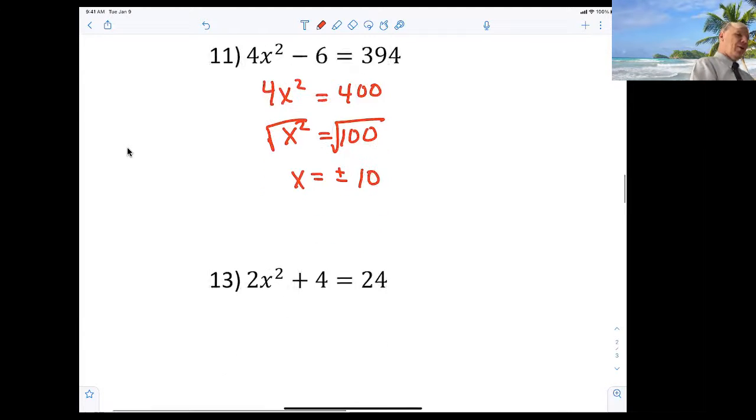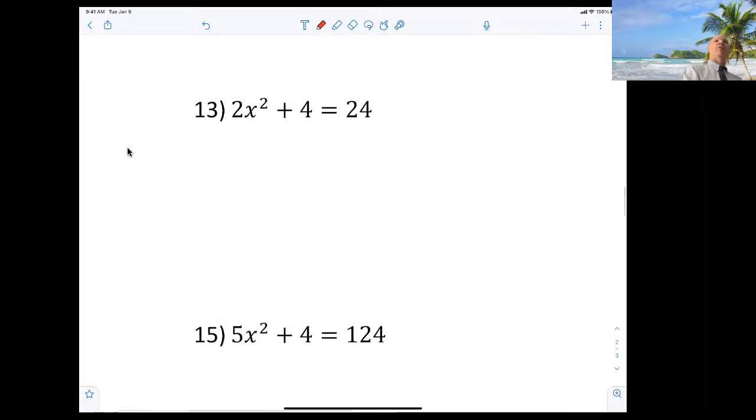All right, here we go. Number 13, I have to do what first? Minus 4, so 2x squared equals 20. Then what? So x squared equals 10. We got a major problem here. Is 10 a perfect square? No.